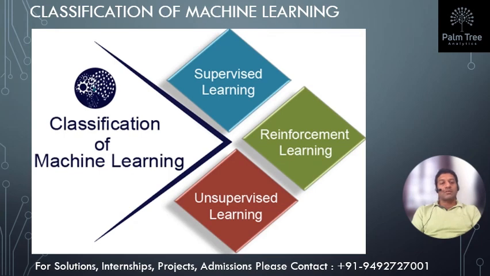Then the third classification is the reinforcement algorithm. Reinforcement learning is a feedback-based learning method in which a learning agent gets a reward for each right action and gets a penalty for each wrong action. The agent learns automatically with this feedback and improves its performance. In reinforcement learning, the agent interacts with the environment and explores it. The goal of an agent is to get the most reward points, and hence it improves its performance.